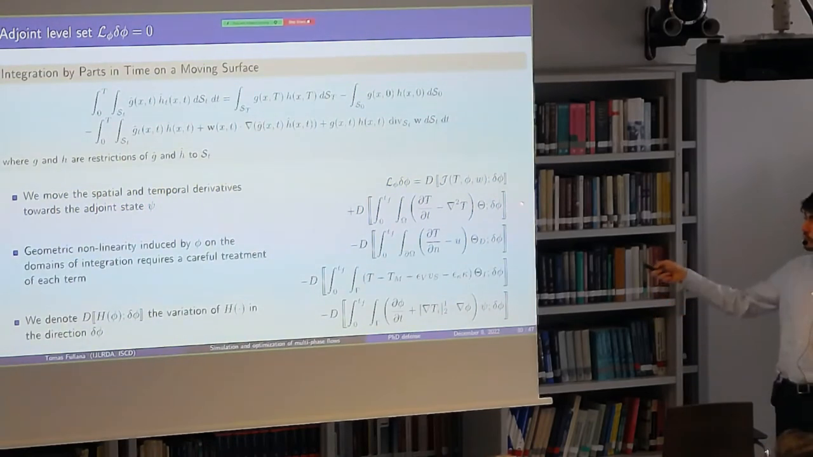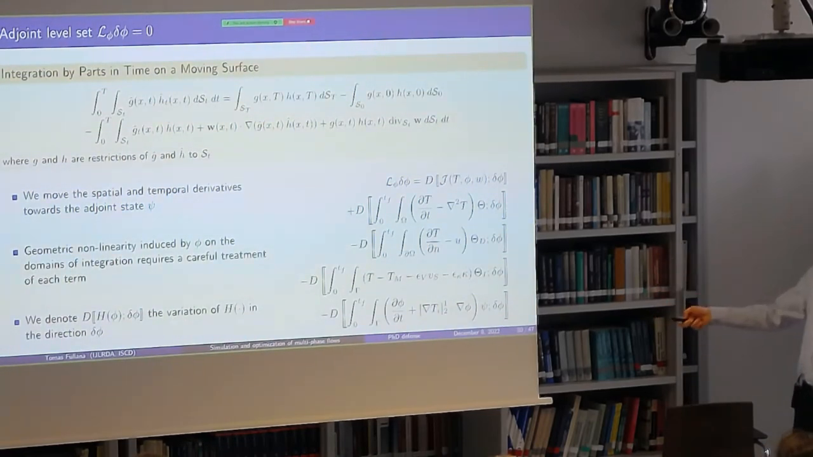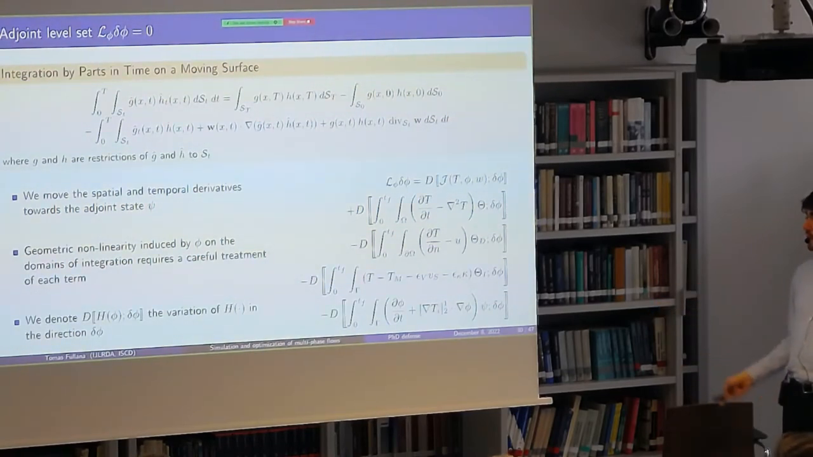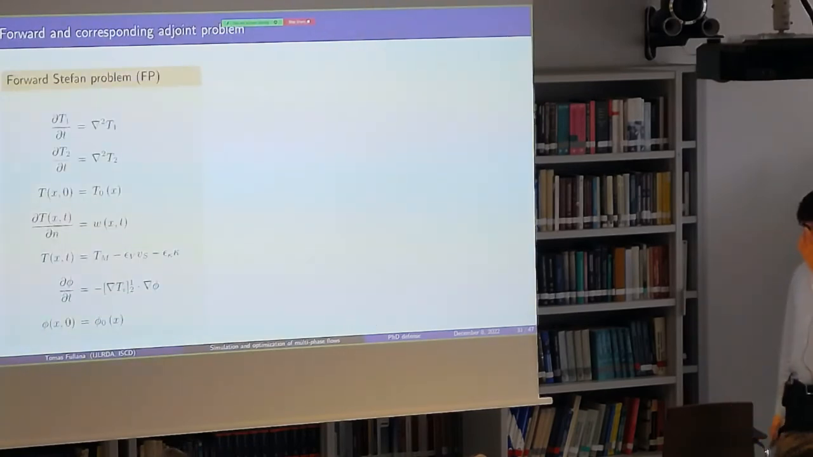So the first two terms will basically cancel, and the third and fourth one will give us the adjoint level set. In particular, the last one will give us the adjoint level set advection equation. And in this case, we will need to use the integration by parts in time on a moving surface, which also has extra terms with respect to the classical one that depends on the speed here, which is called W in bold, and also the surface divergence of this speed. Now, I'm going to skip, of course, the full derivation of this adjoint problem.